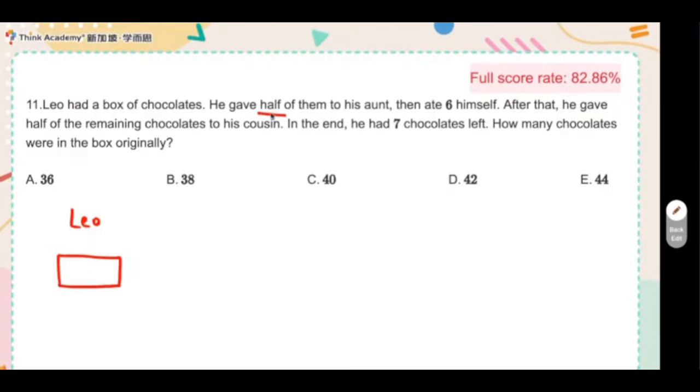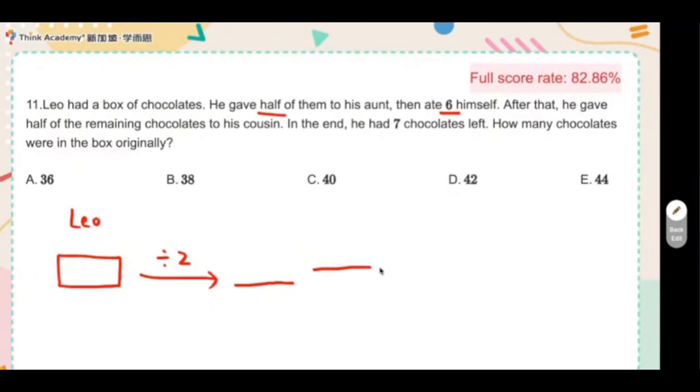Okay, he gave half of them to his aunt. That means what should we do? Plus, minus, times, or divide? Type in your chat box. Yeah, we need to divide, right? Give half means right now we only have half of it, then we need to divide it by 2, right? Then we can get a number, but do we know what the number is right now? Seems we don't know, right?